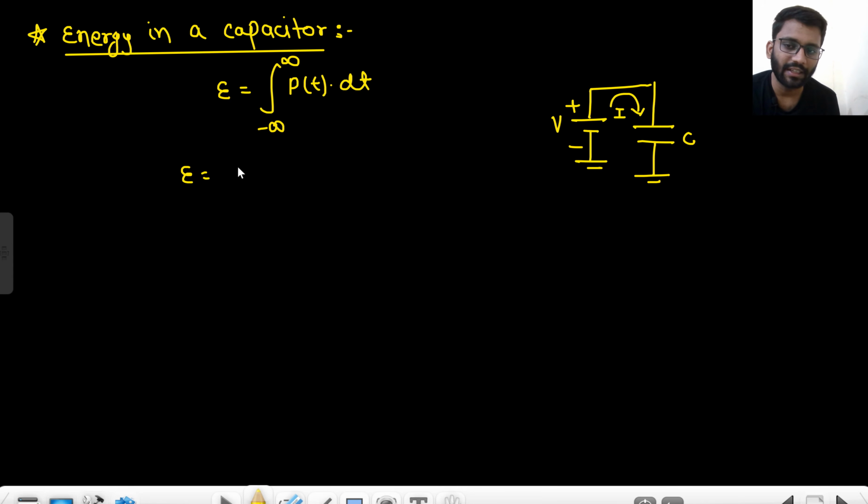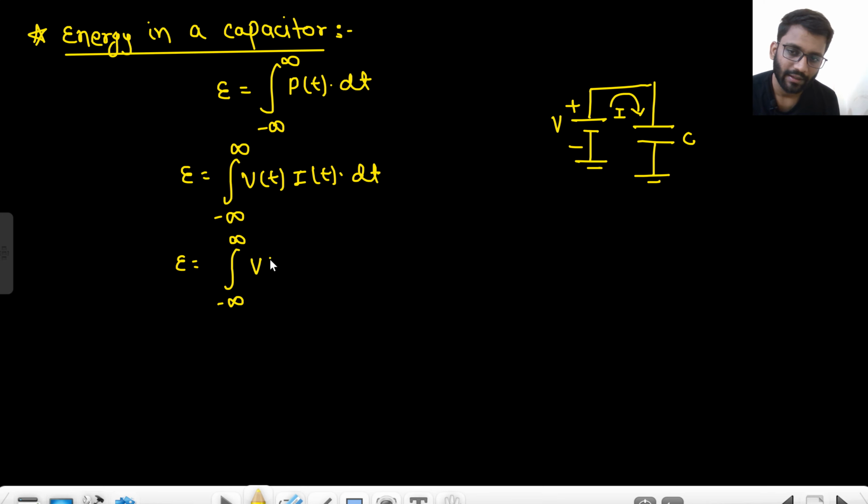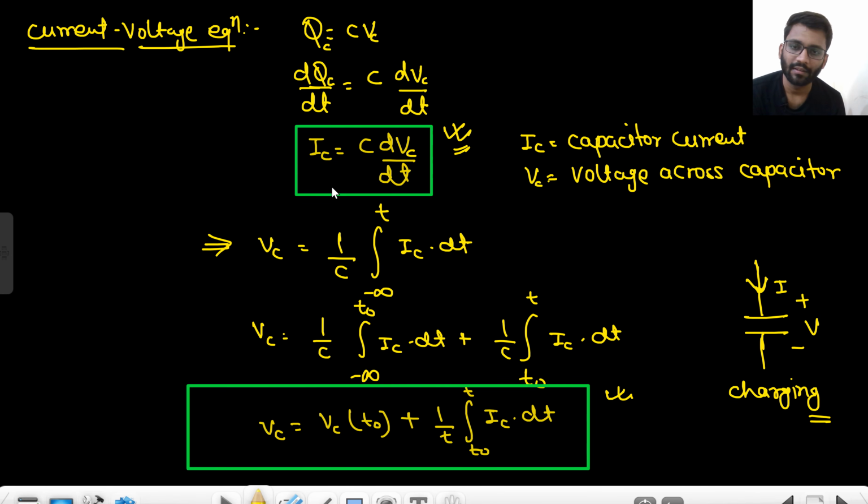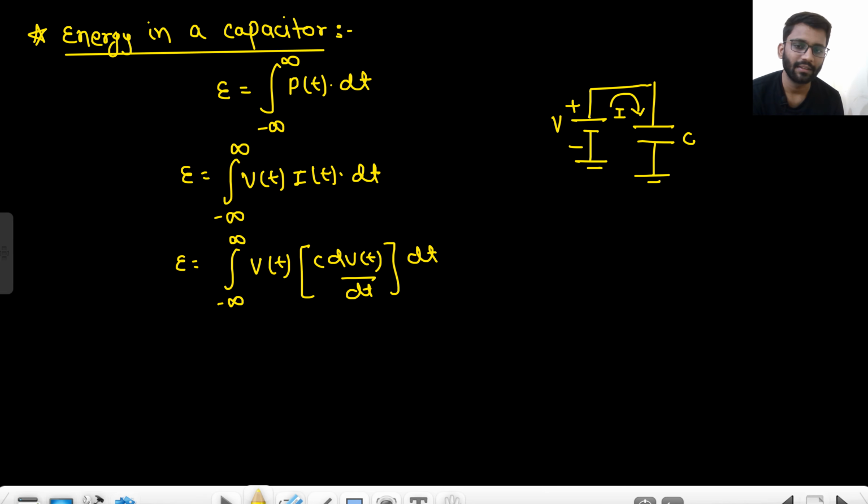All this we will be studying in very deep, so no need to worry about it. What is p(t)? Electrical power is v(t) into i(t). So E is the integral from minus infinity to infinity of v(t) i(t) dt. What is i(t) in case of a capacitor? In case of a capacitor, iC is equal to C dVc by dt.